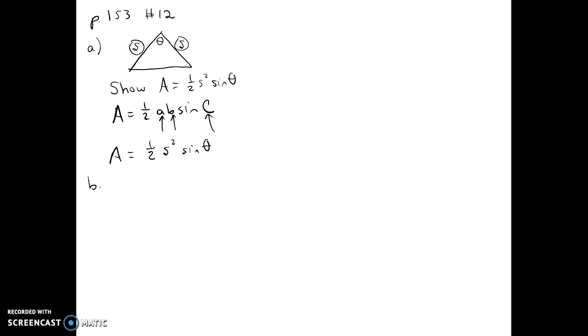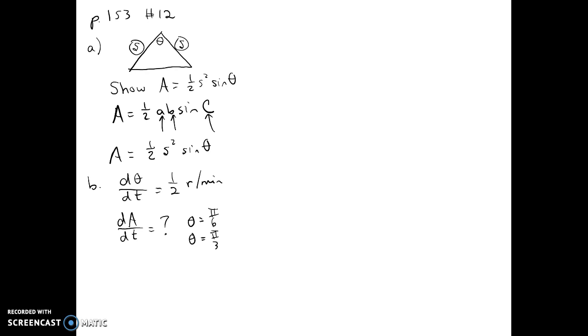Part B, the angle is increasing at a rate of 1/2 radian per minute. So that means d theta over dt is 1/2 radian per minute. It asks us to find the rates of change of the area. So we want dA over dt when theta is pi over 6, and then again when theta is pi over 3.